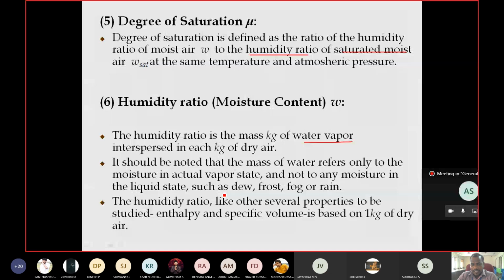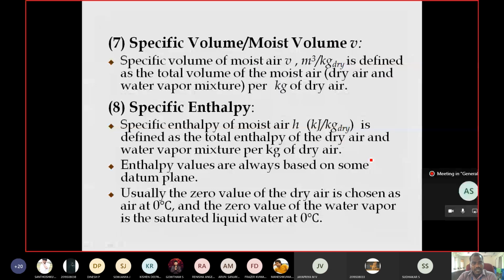Then the humidity ratio, like several other properties to be studied, enthalpy and specific volume, is based on a kg, right? That will be based on per kg of dry air. We know specific volume, small v is equal to capital V by m, right? In the same manner, we can have the specific volume of moisture, which is defined as the total volume of moisture divided by 1 kg of dry air, right?